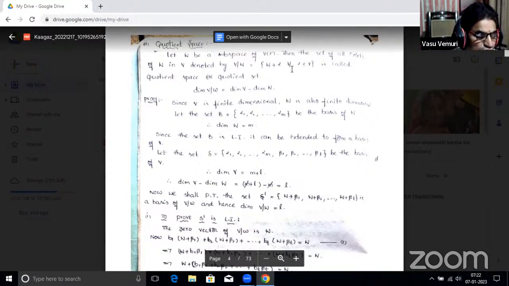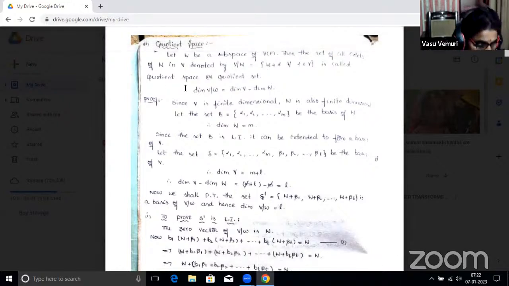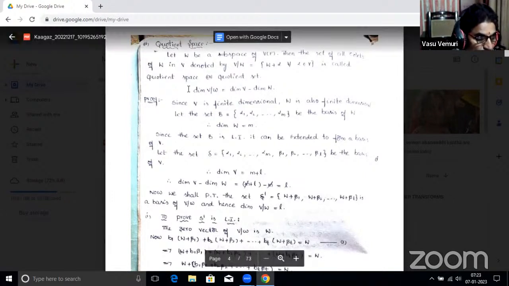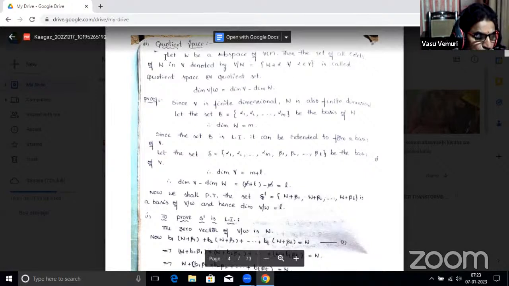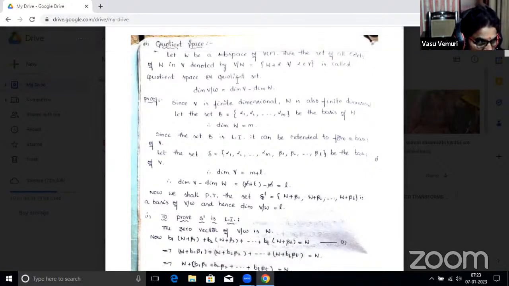For all beta belonging to capital V, whatever it is, any right coset or any left coset, that set, that quotient set, is called the quotient space with respect to vector addition and scalar multiplication. So V by W, under addition and multiplication, forms a vector space. The quotient space V by W, comma, plus, comma, dot, forms a vector space.